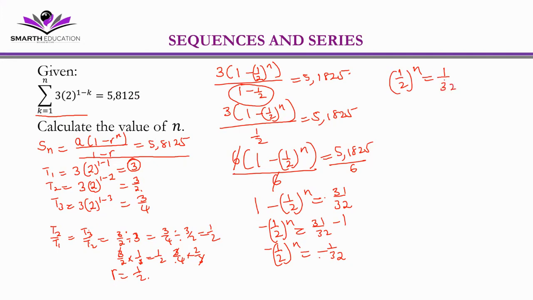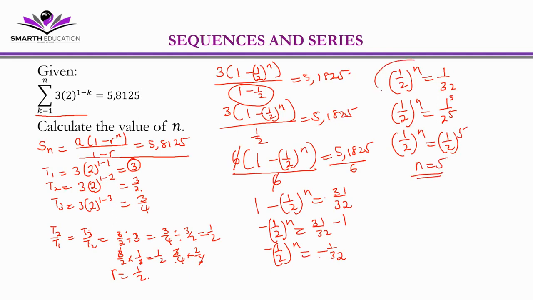Then we can use our laws of exponents here. This is 1 over 2 to the power n is equal to 1 over 2 to the power 5. 1 to any exponent, like 1 to the power 5, is still 1, isn't it? So we can just say this is like 1 to the power 5. So that we have 1 over 2 to the power n is equal to 1 over 2 to the power 5. The bases are the same, so we equate the exponents. n is equal to 5.